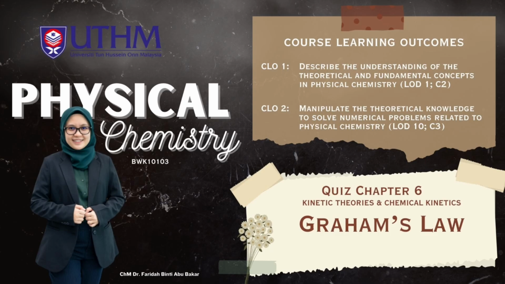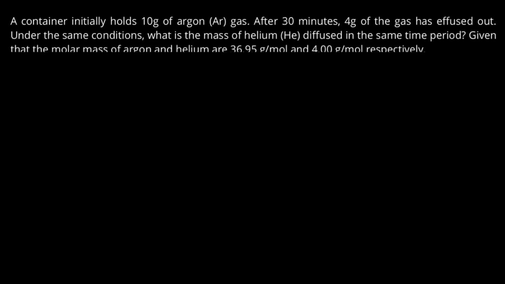In this video, we shall discuss Graham's law. So let's get started. A container initially holds 10 grams of argon gas. After 30 minutes, 4 grams of the gas have effused out. Under the same condition, what is the mass of helium diffused in the same time period, given that the molar mass of argon and helium are 36.95 grams per mole and 4 grams per mole respectively?